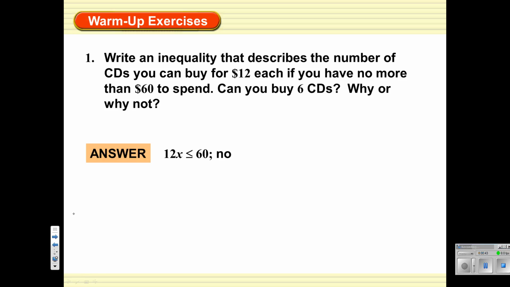So here's our answer. Just to remind you, this would be $12 times the number of CDs you buy, which has to be less than or equal to 60. We can spend all 60, we just can't spend more than 60. So the answer to the question, can we buy 6 CDs, is no. Is $12 times 6 CDs less than or equal to 60? Let's see. 12 times 6 is 72. 72 is not less than 60, so we could not buy 6 CDs. We don't have enough money.